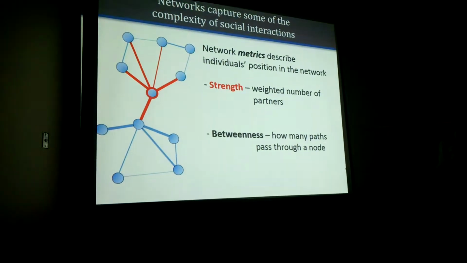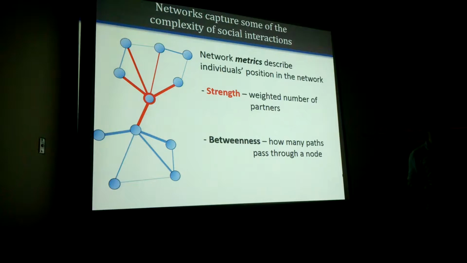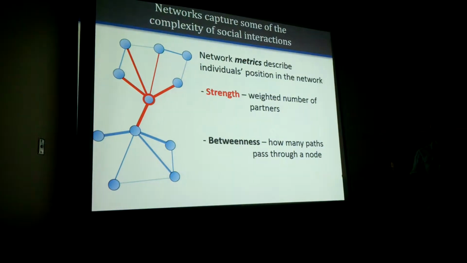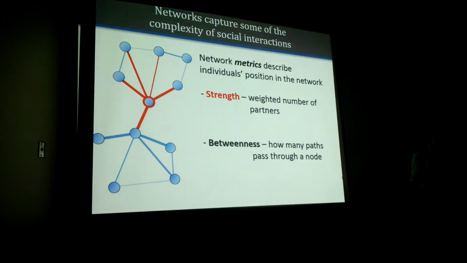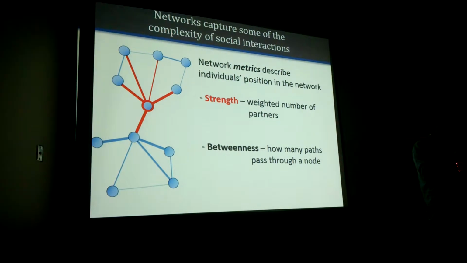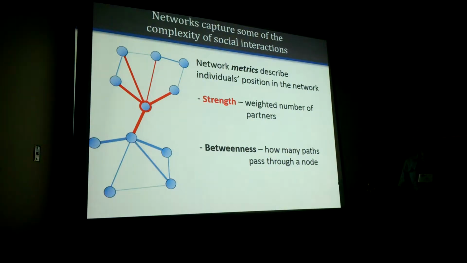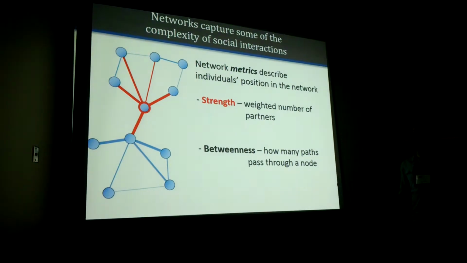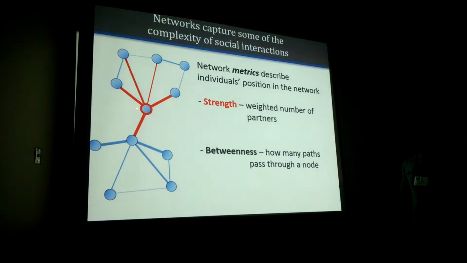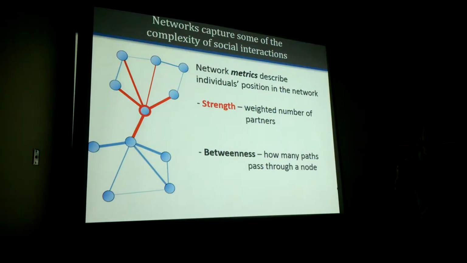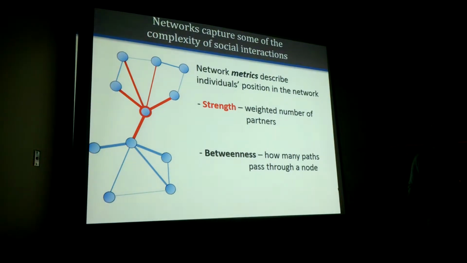There are lots of different ways that you can describe an individual's position in a network. There are hundreds of them, actually. The two that I will talk about today are both measures of what we call network centrality, so how well individuals are connected within their own network. The first one is called strength. You can think of this as a weighted number of partners. If we take this focal individual, this one has a high strength because they've got lots of connections and they've had repeated interactions with those social partners.